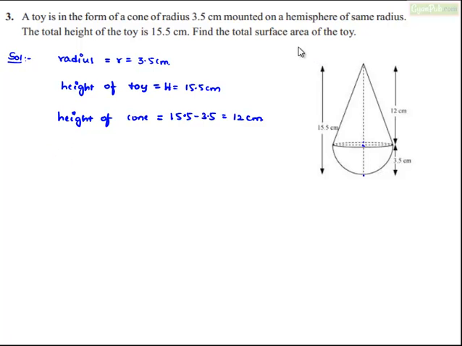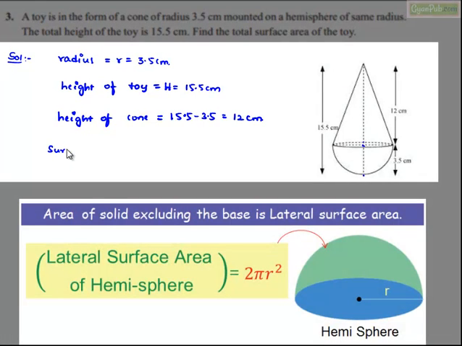Now we are asked to find the total surface area of the toy. In order to find it, we initially need to find the surface area of the cone as well as the surface area of the hemisphere, and then add them to get the total surface area of the toy. So initially let us find the surface area of the hemisphere.